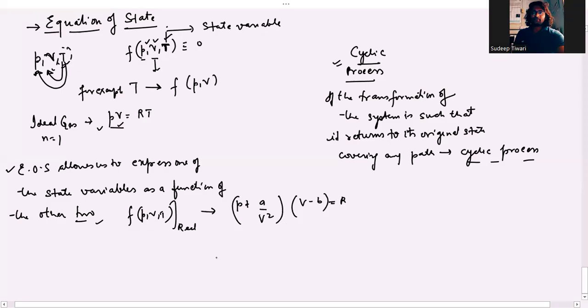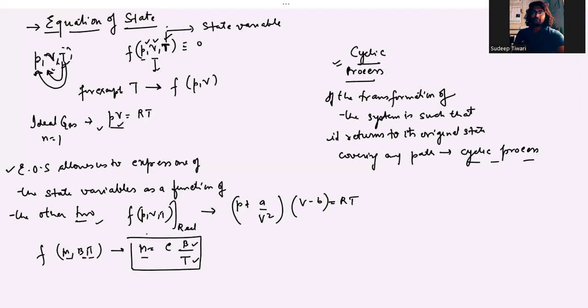Here a and b are some constants. If I'm talking of a paramagnetic solid, then the equation will have magnetization, magnetic flux density, and temperature. Then magnetization can be expressed as a constant times magnetic field upon temperature. So here magnetization is related to the magnetic field as well as temperature. If you know the magnetic field and temperature, you can know the magnetization.